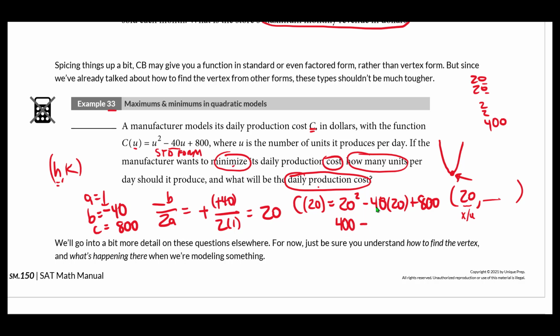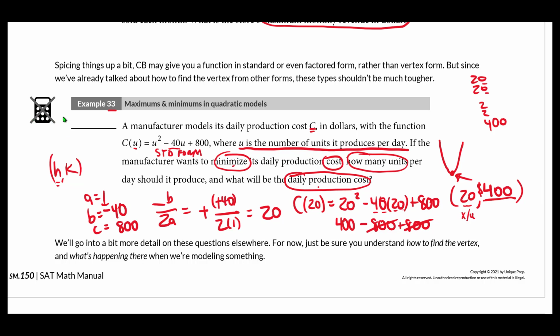So it's 400. 40 times 20, again, that's 4 times 2, and then 2 zeros, so that's 8 and 2 zeros, so minus 800 plus 800. That works out nicely. Minus 800 plus 800, they go away, and we get 400. So when we produce 20 units, we will have our minimum daily production cost of $400. So those are the two answers to the question.